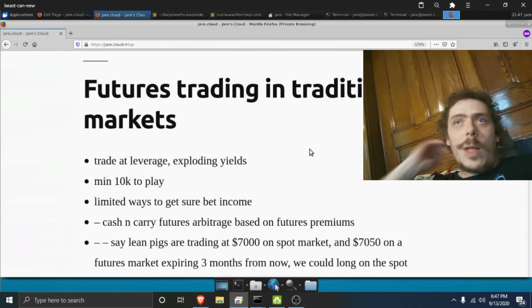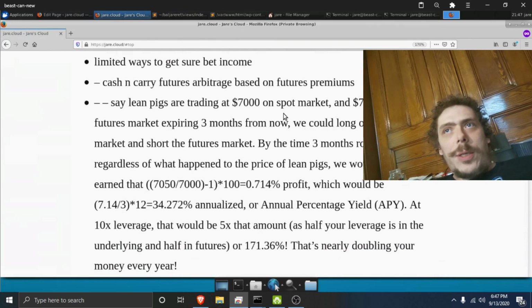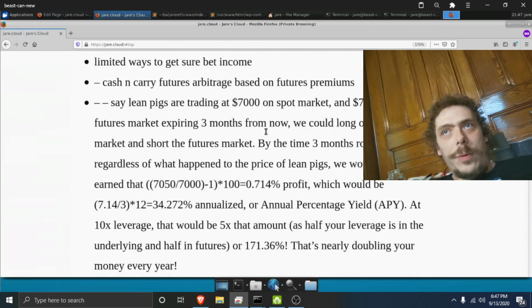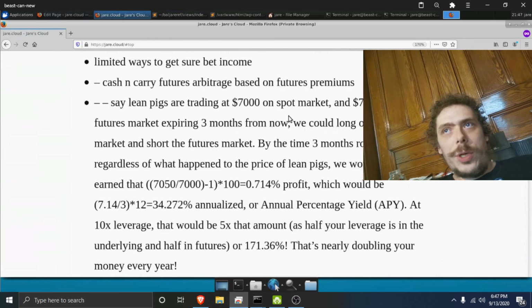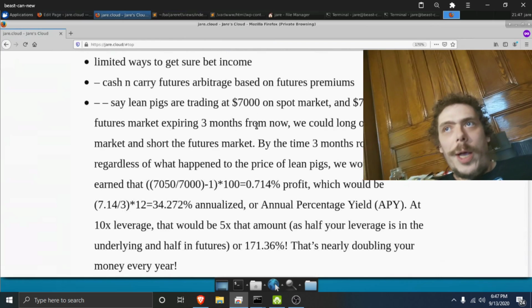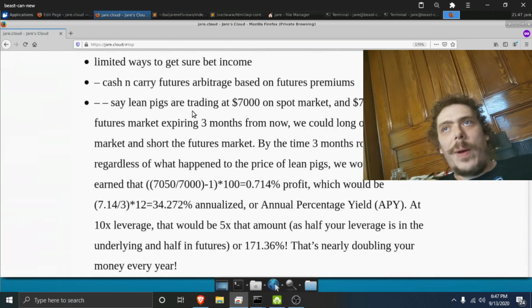Anyway, so here's an example of cash and carry futures arbitrage. You say lean pigs are trading, and that's actually a thing you can buy on traditional futures, which is the ability to buy or sell pigs in the future. Let's say they're trading at $7,000 on the spot market or without leverage, and say they're trading at $7,050, which is $50 more on the futures market, expiring 3 months from now. We could long or buy the spot market, and then we could short the futures market.